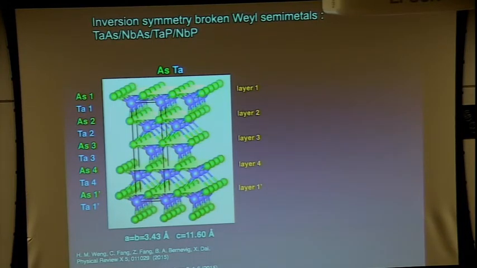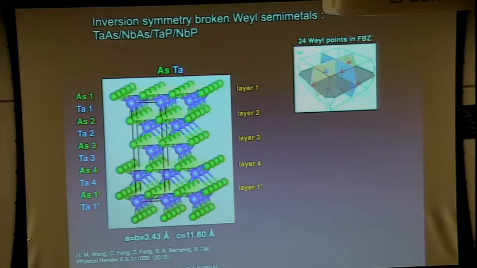So let me talk about the inversion symmetry breaking Weyl semimetals. There are now many different compounds out there, and this family of tantalum arsenide, niobium arsenide, there are a number of them, which were first theoretically predicted to have these 24 Weyl points.